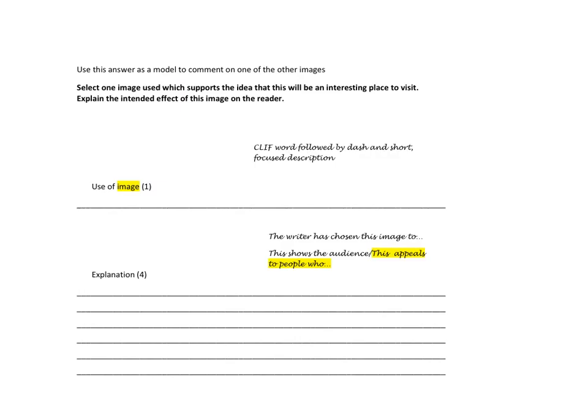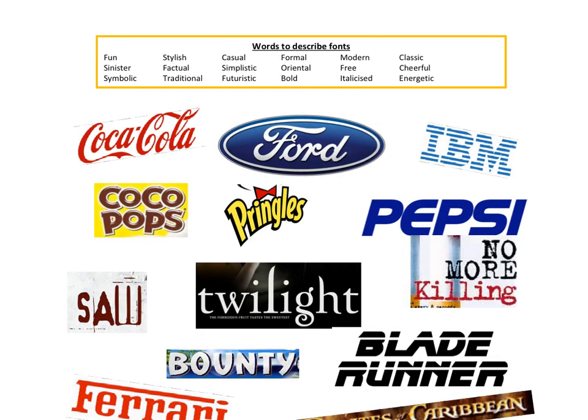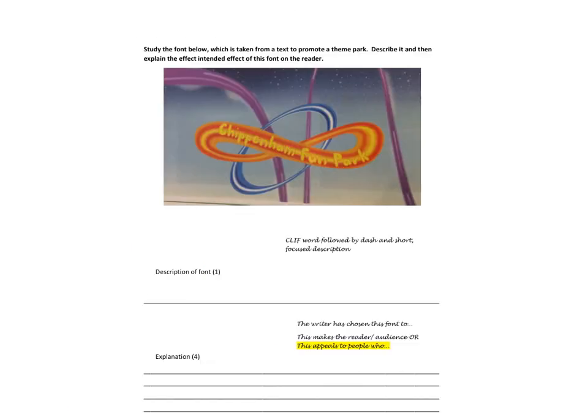To summarise then, write your answer on page 31 where you're analysing one of the two remaining images on page 30. Then turn to page 34 where you're looking at a selection of fonts and completing the table on page 33. And finally, complete the questions on pages 35 and 36. Remember to add in the prompt, "This appeals to people who."